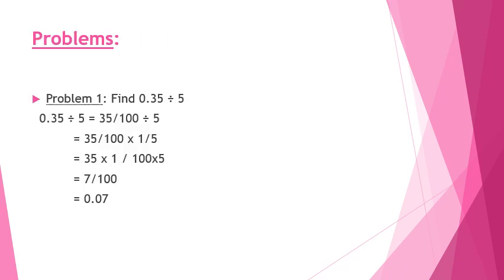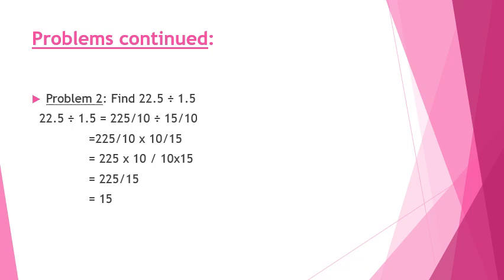The first problem is find 0.35 divided by 5. So this is an example of dividing a decimal number by a whole number. We convert the decimal into a fraction, giving us 35 upon 100 divided by 5. Change the division sign into multiplication, 5 into the reciprocal. So it becomes 35 upon 100 into 1 upon 5. Multiplying the numerators together, 35 into 1, 100 into 5. And the answer becomes 7 upon 100, or converting it back to a decimal, 0.07.